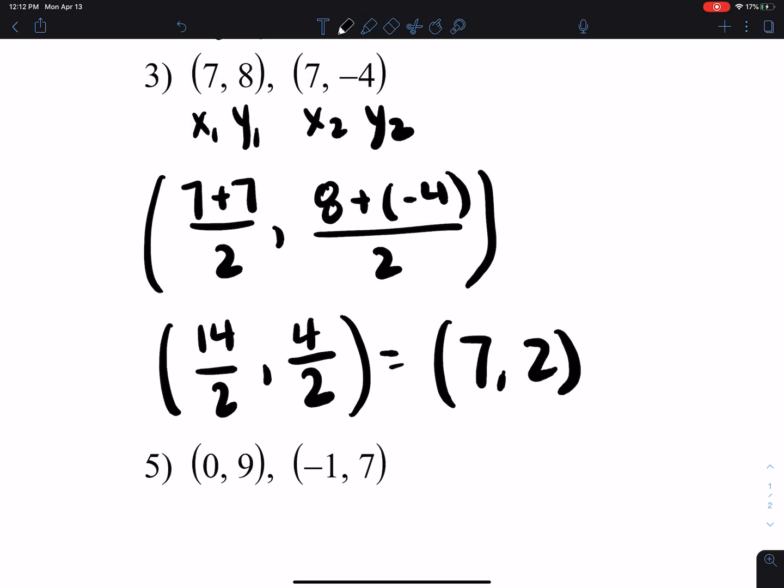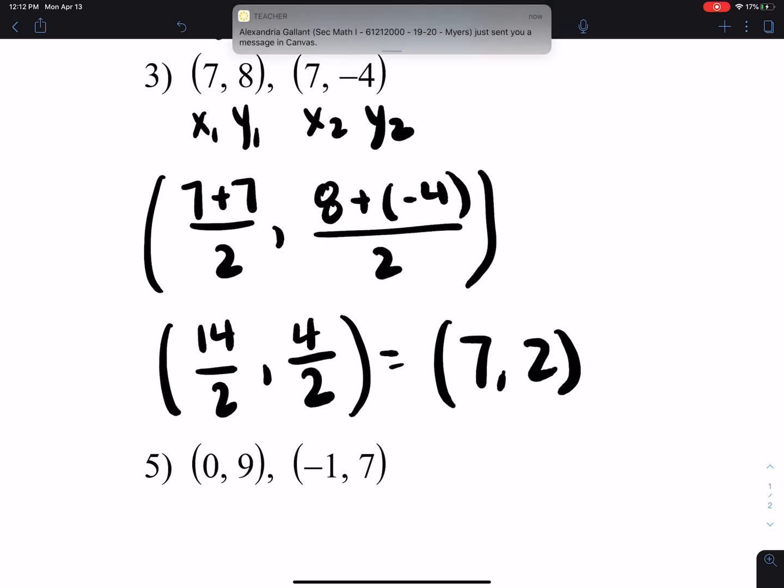And that makes sense because here we have x is 7 and then our x is 7. So the midpoint should be at 7 because the x's don't change. So if you have the same number here, this is 7, this is 7, your x should also be 7.